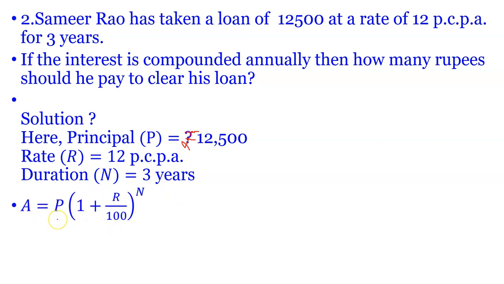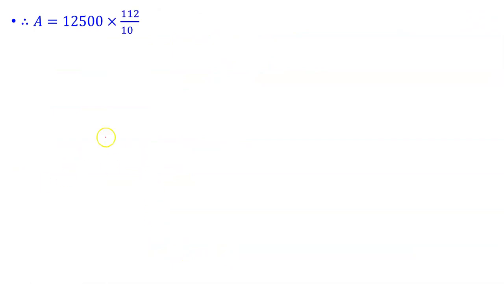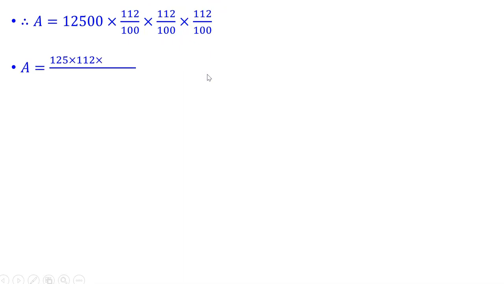A is equal to P in bracket 1 plus R upon 100 whole bracket to the power N. We substitute the values, that is 12,500 in bracket 1 plus 12 upon 100 whole bracket to the power 3. Again simplification. That is A is equal to 12,500 into 112 upon 100 into 112 upon 100 into 112 upon 100. Therefore, these two zeros will get cancelled.